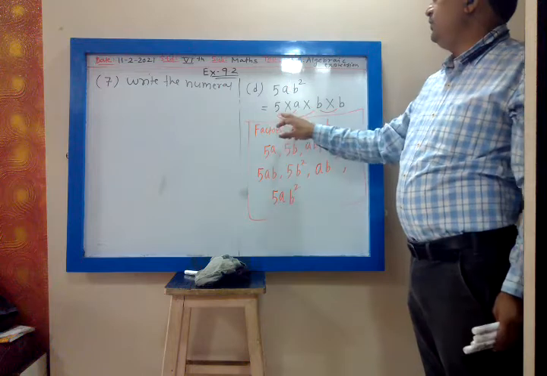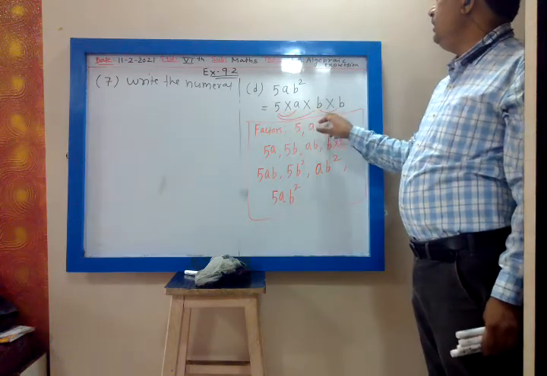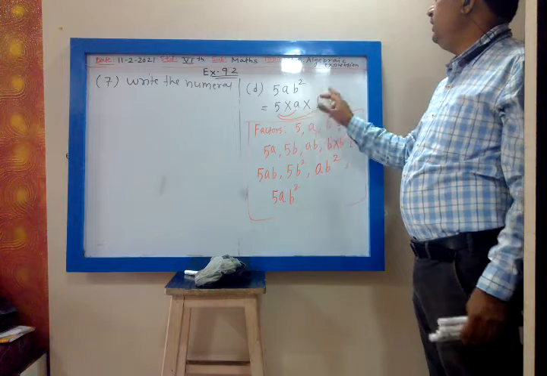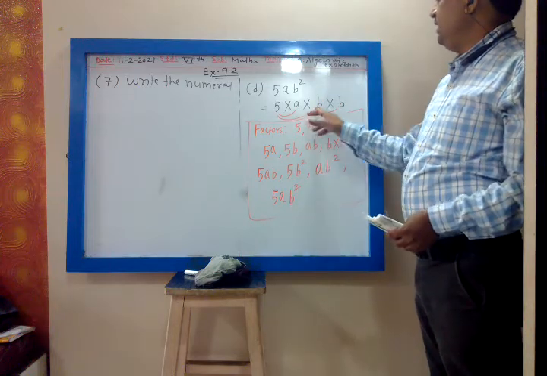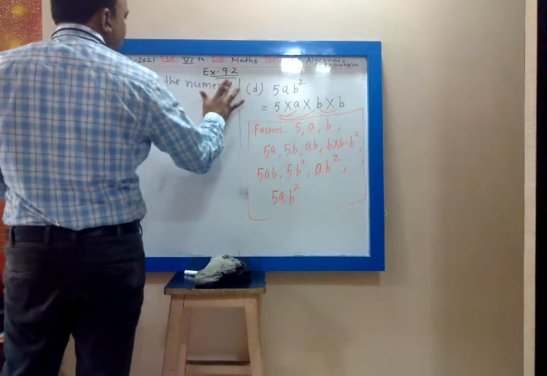See, for 2 terms I have taken 5A, 5B, then B into B, then AB. That way I have shown the calculation.